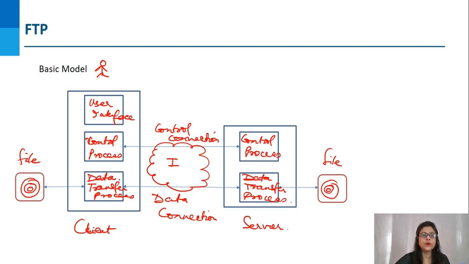So this is the basic model of FTP. The user, with the help of the user interface, with the help of the keystrokes, goes to the control connection. With the help of the control connection, the computer knows which file to access from which server through the internet, and after the control process, the data transfer process takes place. That is, the file gets transferred from the server end to the client end.